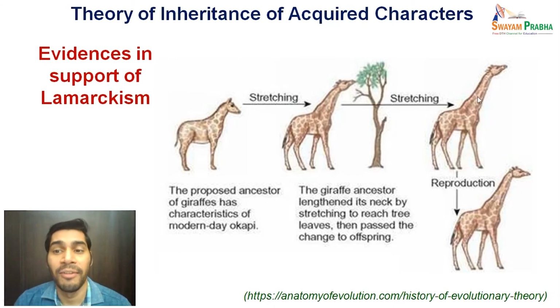And ultimately, when these organisms with longer necks reproduced, this character was inherited by the progeny, and generation after generation it kept on accumulating, leading to the formation of giraffes with longer necks. So this example tells the whole story of the giraffe, how they acquired a longer neck according to this theory of Lamarck.